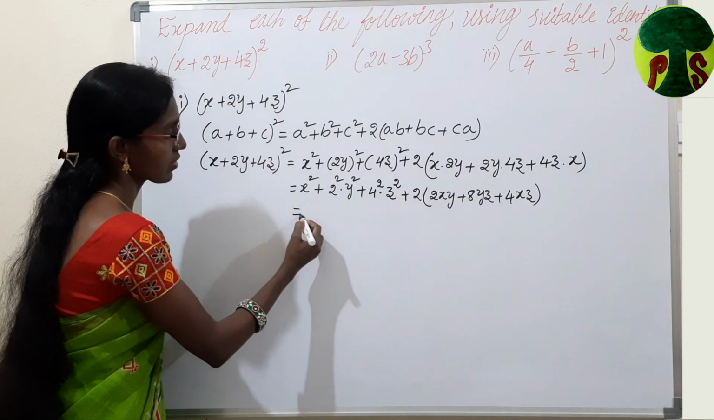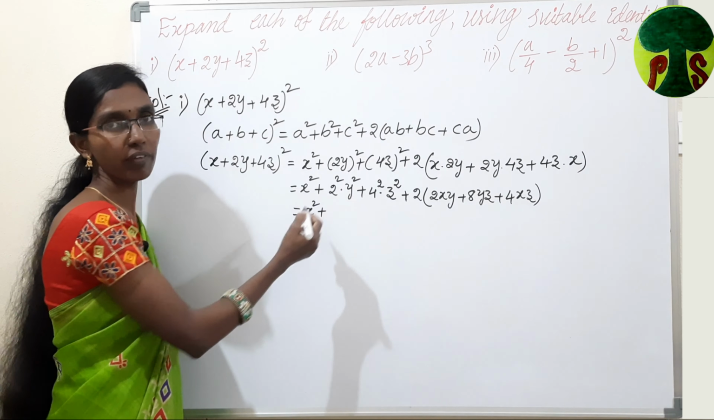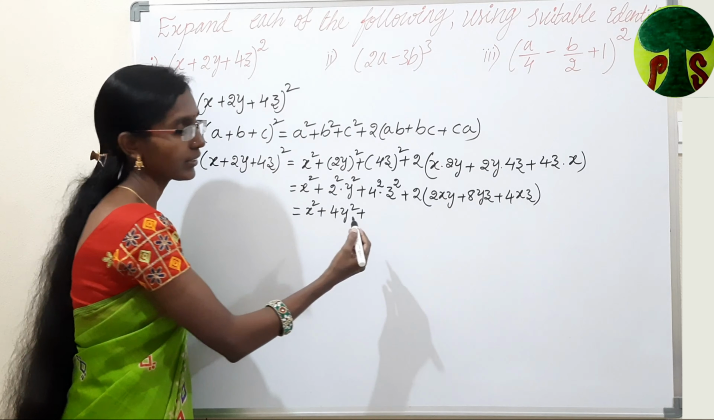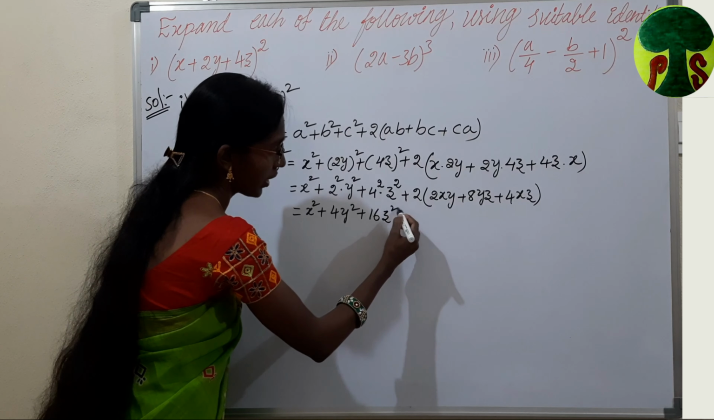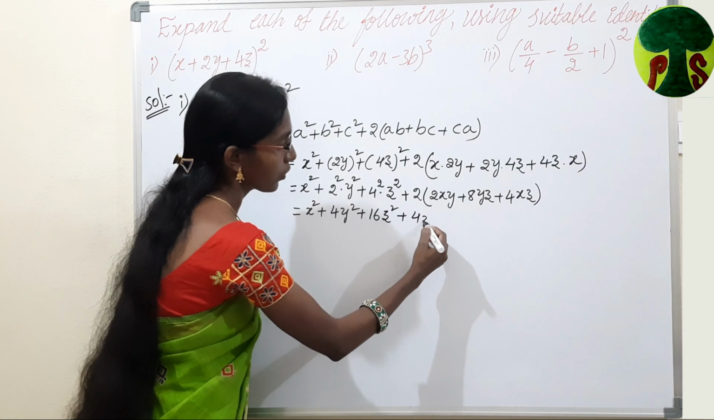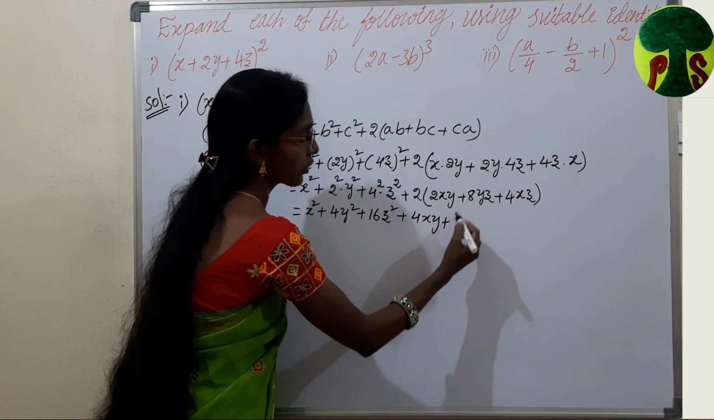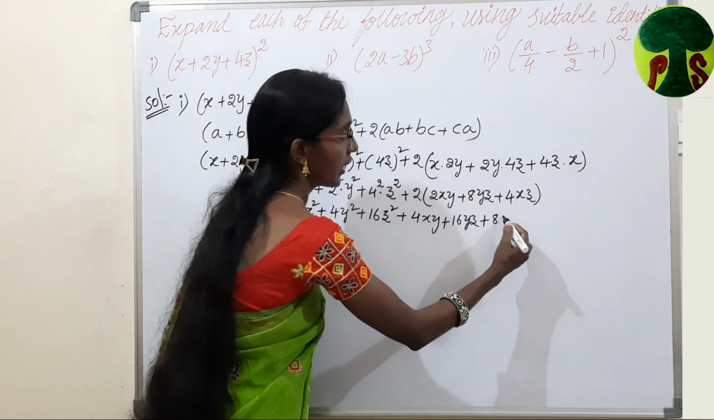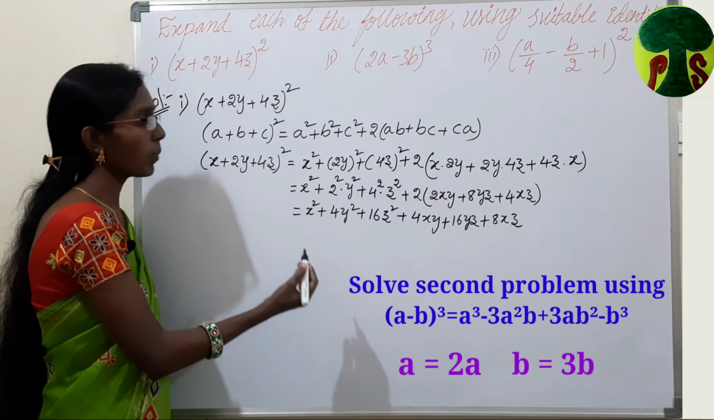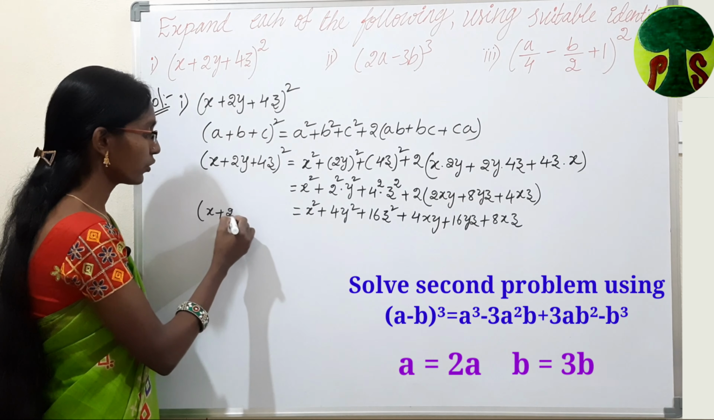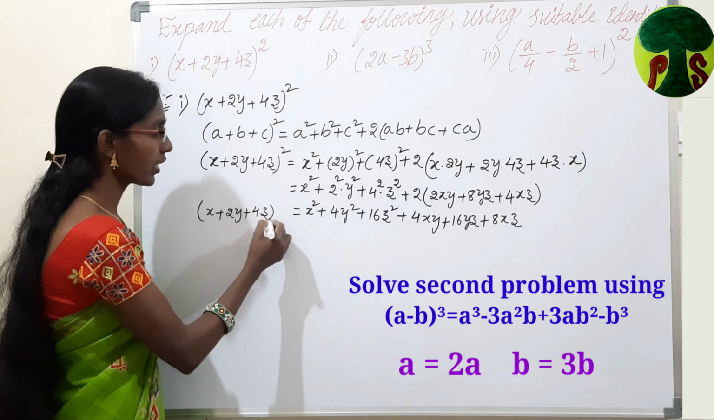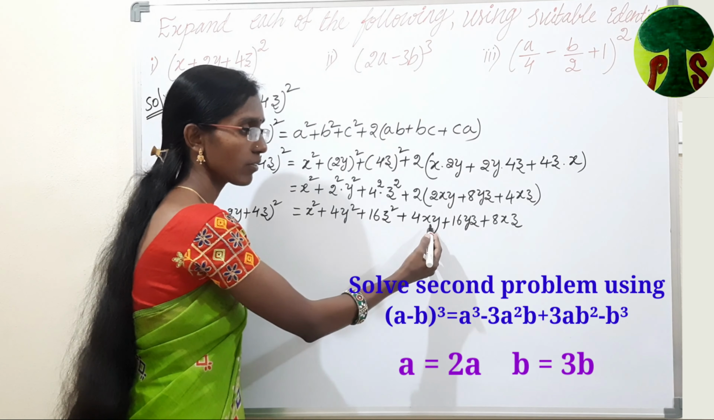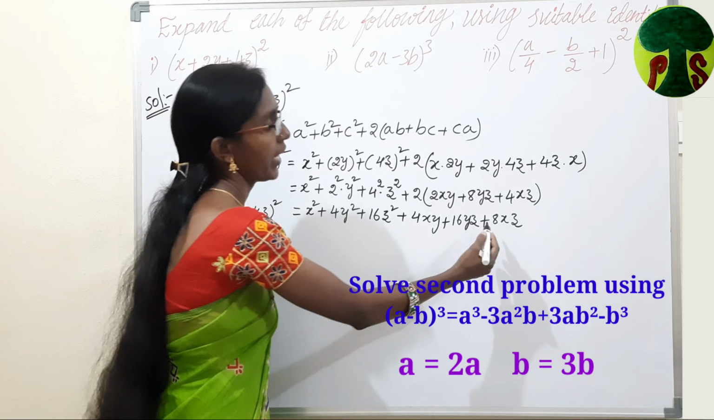Now we have to simplify this. x square plus 2 square value is 4, 4y square plus 4 square is nothing but 16, 16z square plus 2 into 2 is 4, 4xy plus 2 into 8 is 16yz plus 2 into 4 is 8, 8xz. The expanded form of (x + 2y + 4z) whole square is equal to x square plus 4y square plus 16z square plus 4xy plus 16yz plus 8xz.